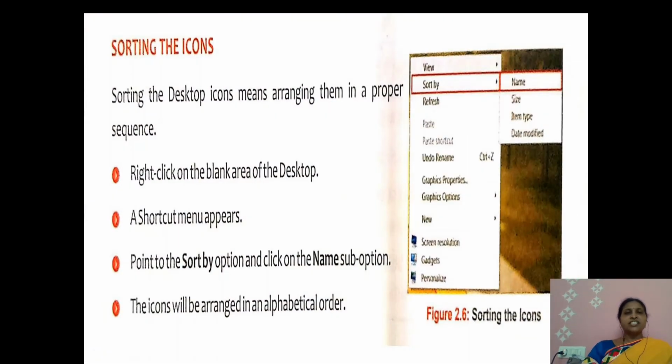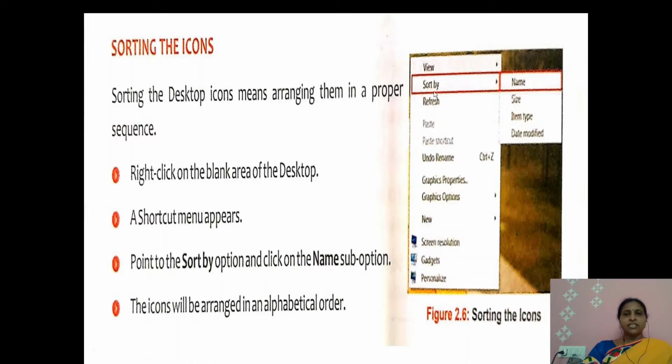Now coming to the next one, sorting the icons. Even for this you have to right click on the blank area of the desktop. Sorting the desktop icons means arranging them in a proper sequence. So right click on the blank area of the desktop, just as I told you. You will find this drop down menu. This is also called a shortcut menu.